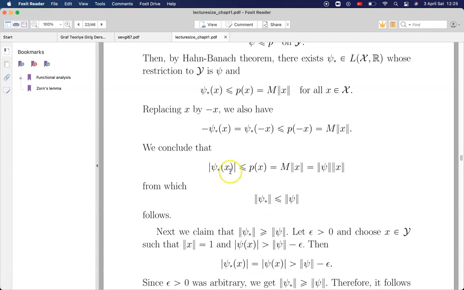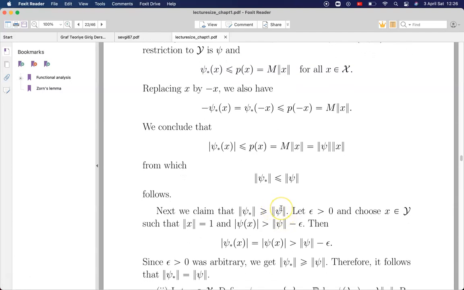And from here, if you take the sup over all vectors with norm 1, then you obtain that the norm of psi star is less or equal to the norm of psi. So this proves the first inequality, and next I claim that psi star has norm greater or equal to the norm of psi.